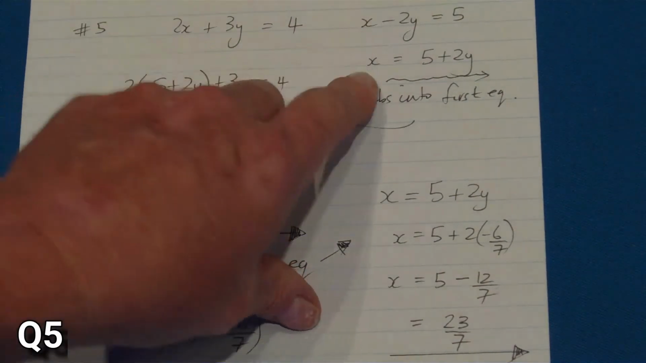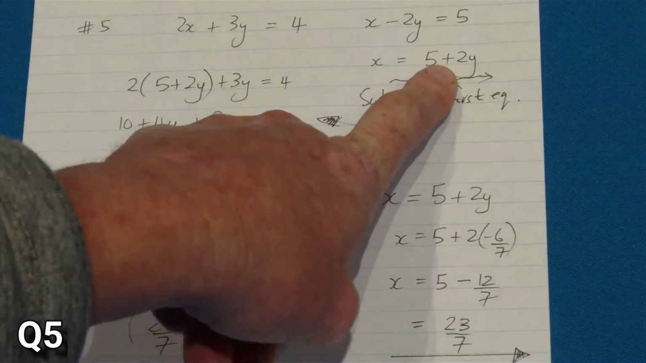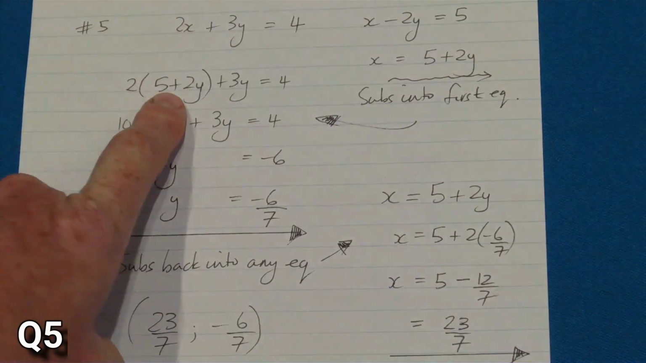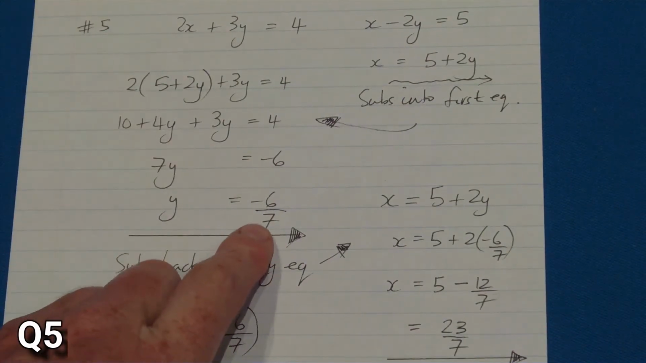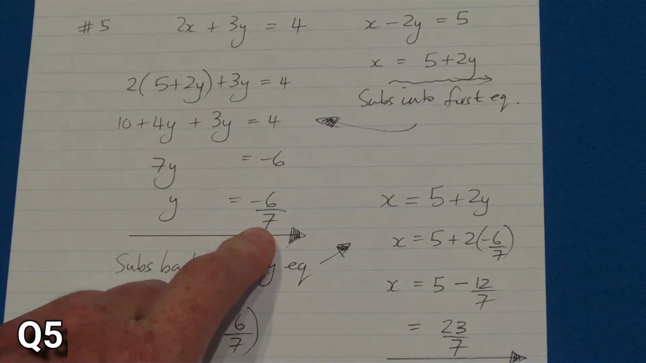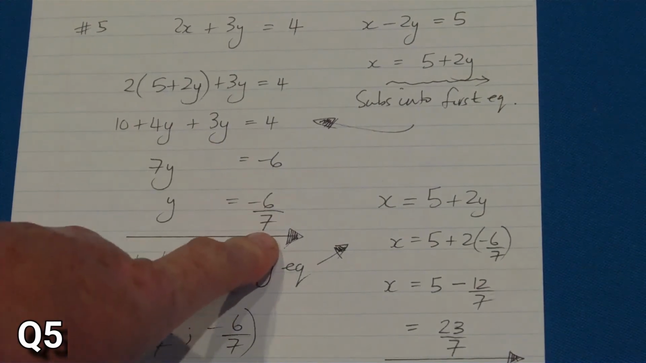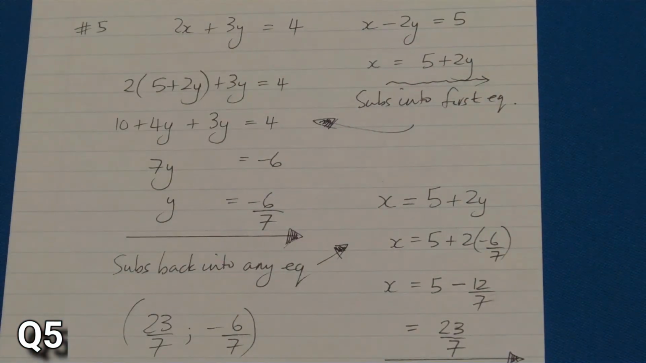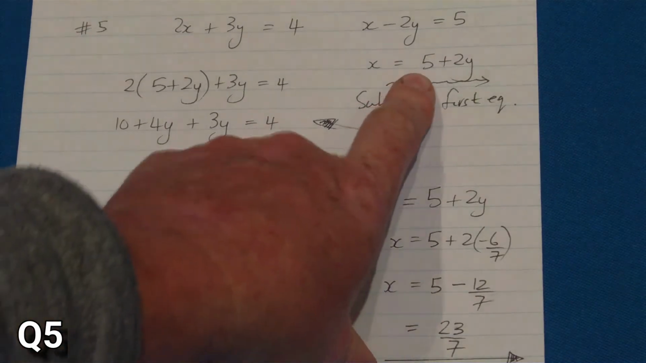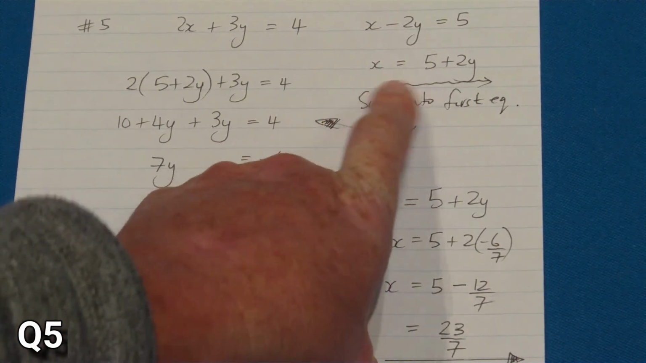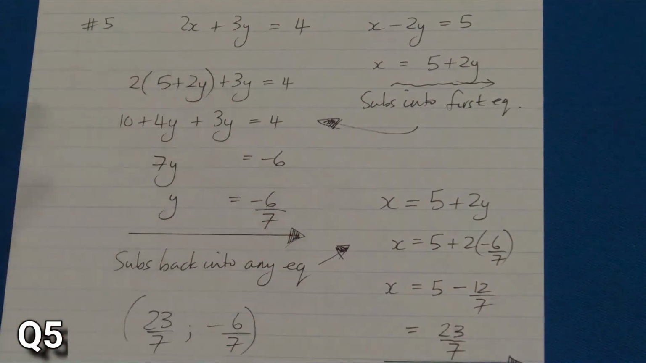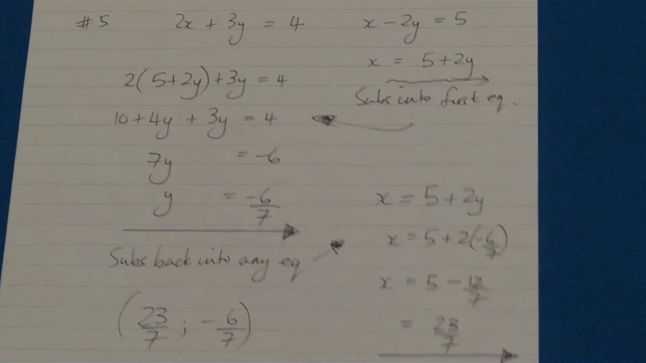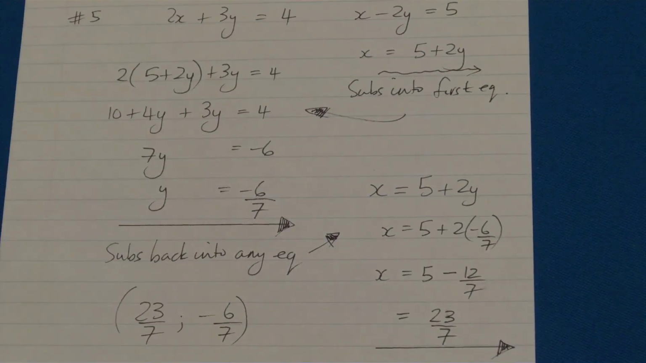Okay, so there we go, I did it. X was on its own, it's 5 plus 2y. It went into the x here, you see. So now I've just got y's, I solve it, and I end up with y is equal to negative 6 over 7. Then you've got to take that value for y, put it back into any equation you want, and for me that's by far the easiest there. It's already got x equals, so it goes back in there, you see, here it is, and your x ends up being 23 over 7. And then I also wrote it as a coordinate.